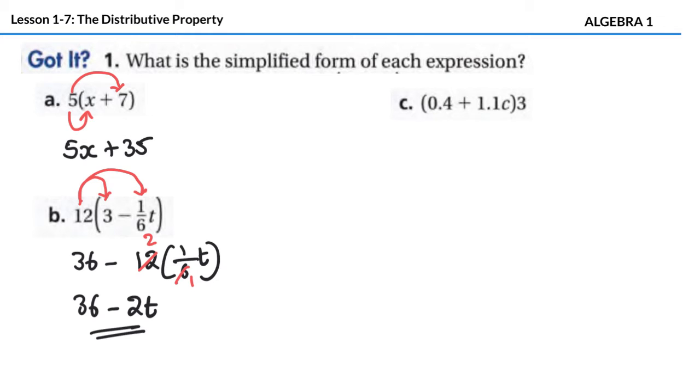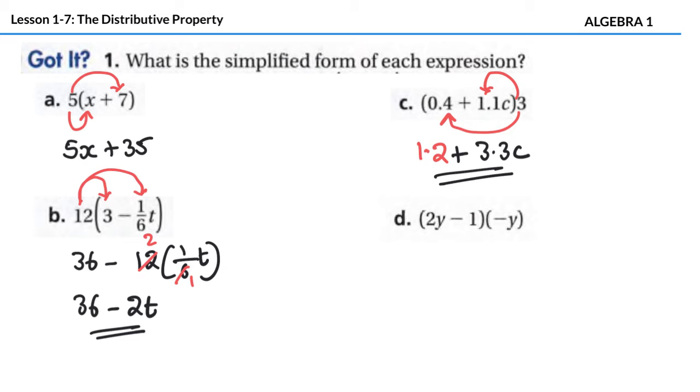It does not matter whether you have the decimal, the property remains the same. Try this. 0.4 times 3 is going to be 1.2 plus 3 times 1.1c is 3.3c. That's the answer. Let's try another one. Okay, let's try this.